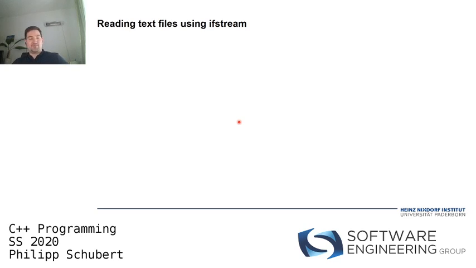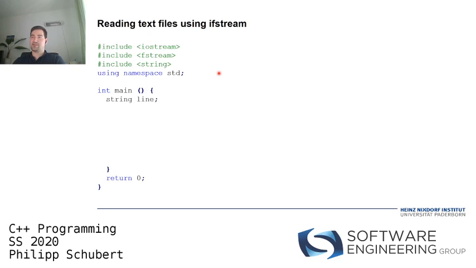Okay, that was basically pretty much it about writing text files. So let's have a look at how to read text files using the ifstream, so the input file stream. Let's have a look at how that is done. Still, you need the header file fstream.